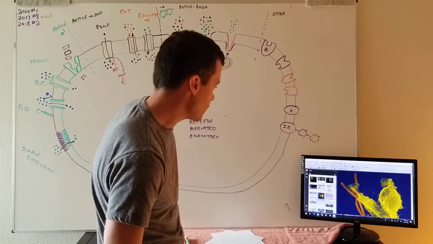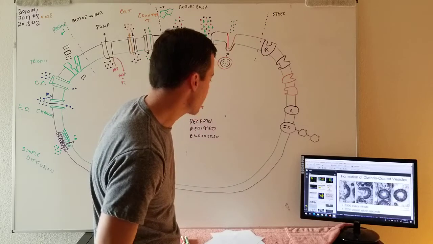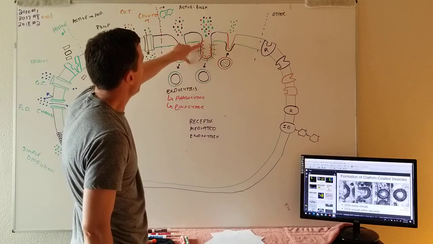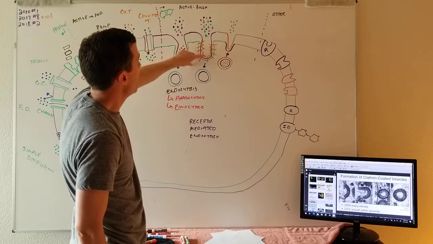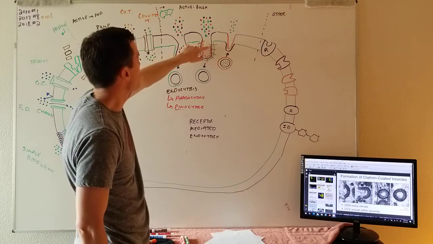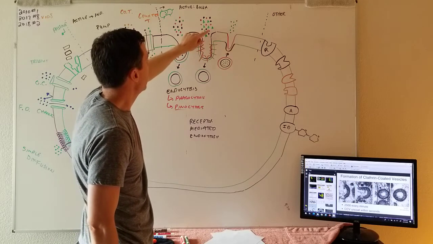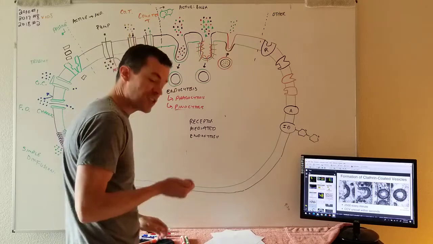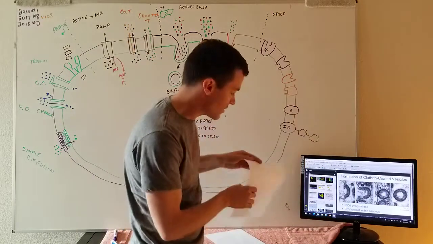Then we have receptor mediated endocytosis. Receptor mediated would be this. I have these receptors up here that are complementary to triangles. I've got the green triangles up here. So now what I do is I basically send a bunch of receptors to the surface of my cell.